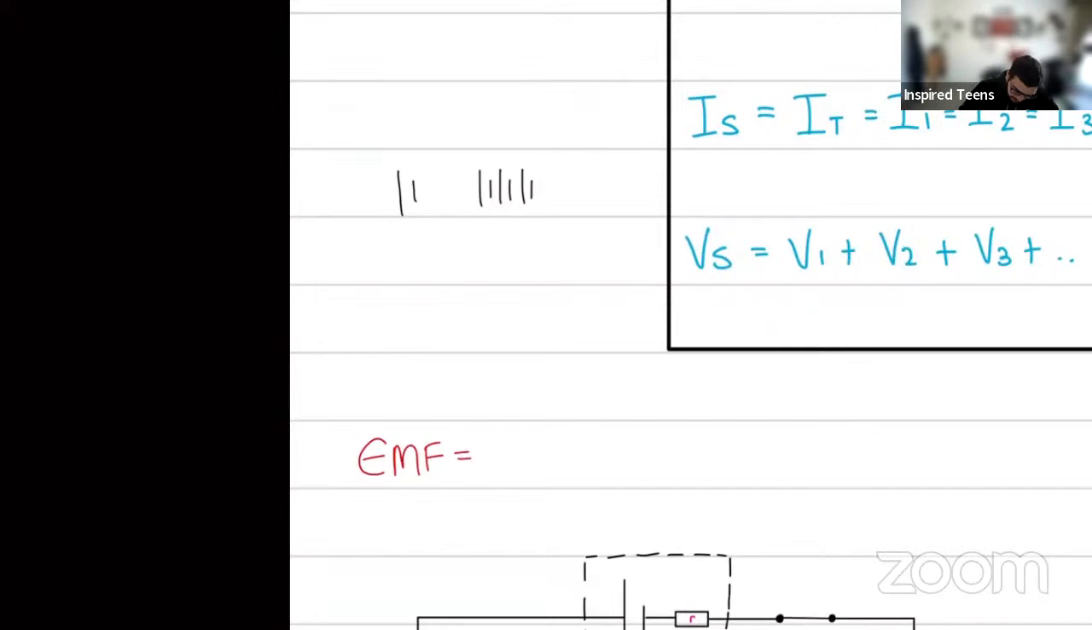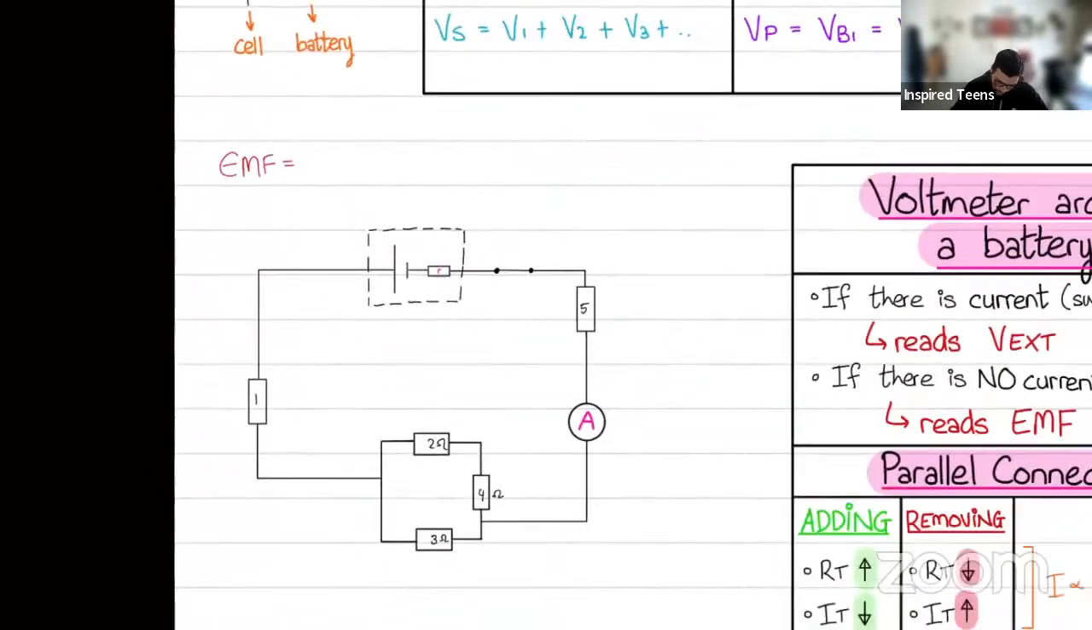Let's compare a cell and a battery. So when we just have one positive and negative terminal, this is referred to as one singular cell. When we have multiple cells joined together, this is when we create a battery. So just to understand the difference between a cell and a battery: a cell is just one of these, and a battery is multiple of them. Okay, then we move on.